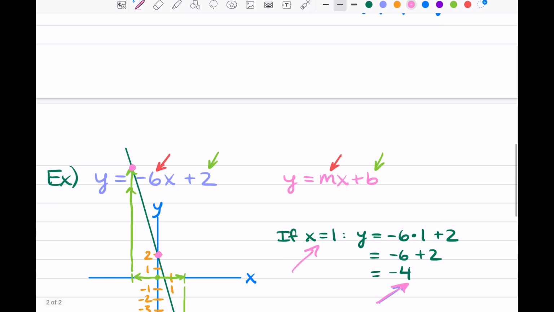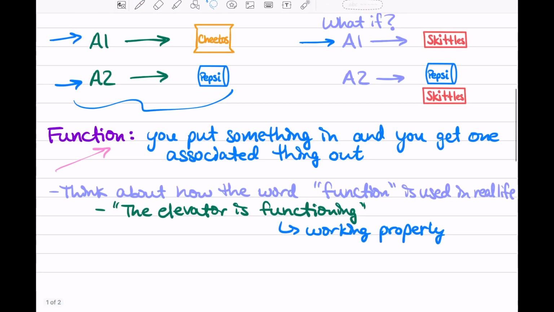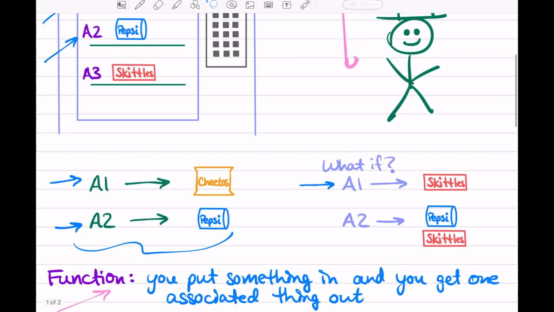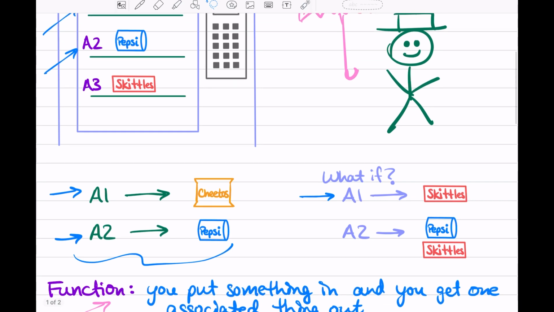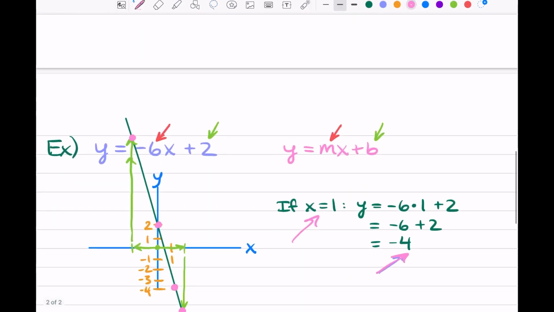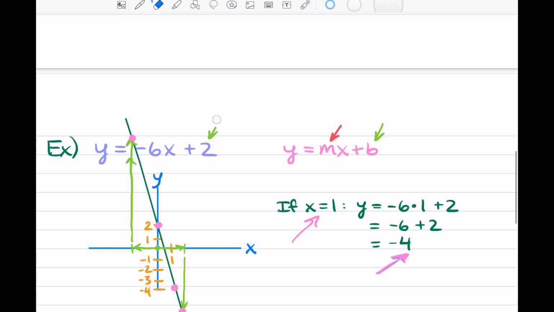And it's similar, we can bring out our example. Remember, we plugged in A1 and we got out some Cheetos. It's kind of a similar idea. With our equation, we put in an x, or for example, let's just say we put in A1, like in our vending machine, and we pop out some Cheetos. That's kind of the idea. You put something in, you get an associated thing out.